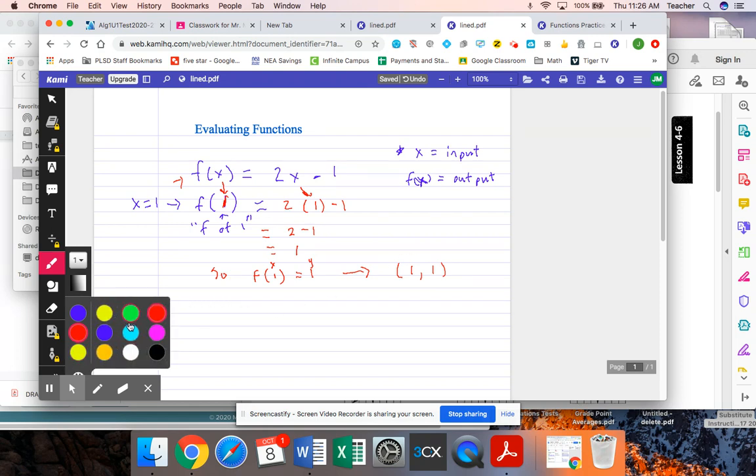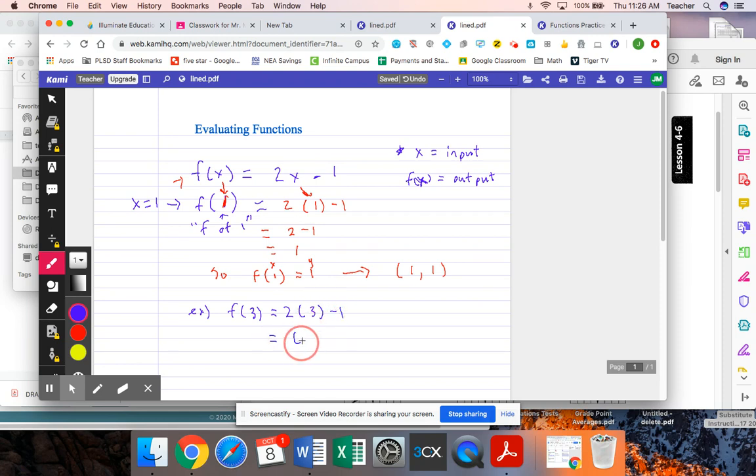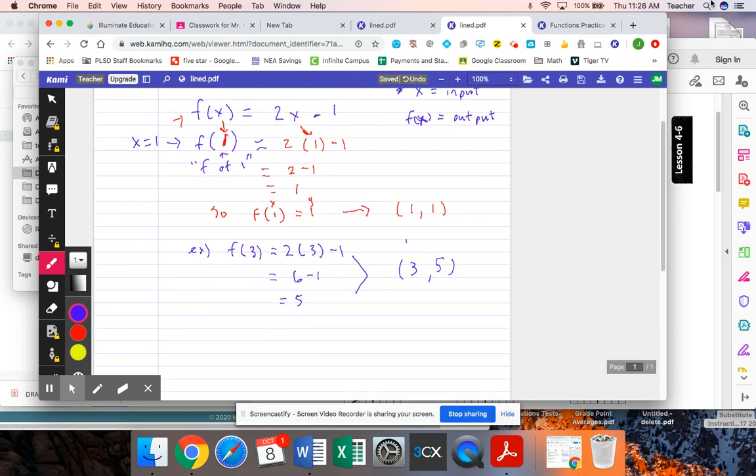Let's do another one. Given f of x is equal to that, what would f of 3 be? Well, according to this, it's 2 times whatever x is, 3 in this case, minus 1. So I'll get 6 minus 1, or 5. If I wanted to write it as an ordered pair, my x value, which was 3, and then my y value, or f of x value, is 5. So I can get unlimited items.